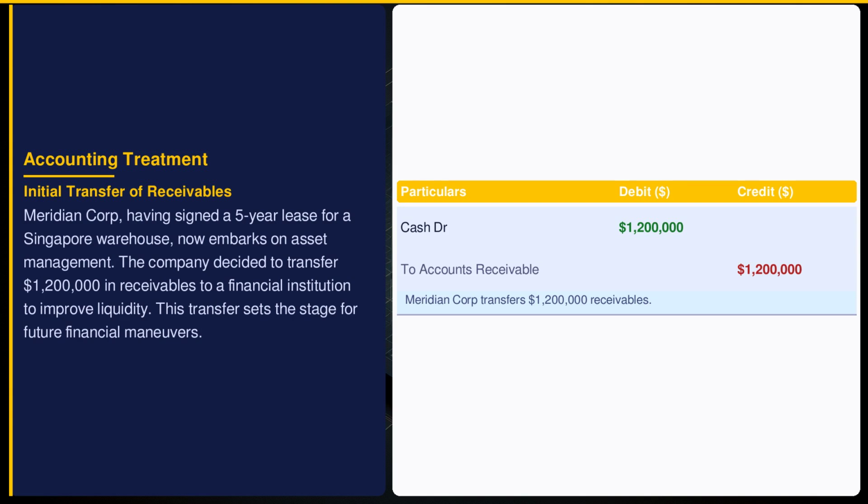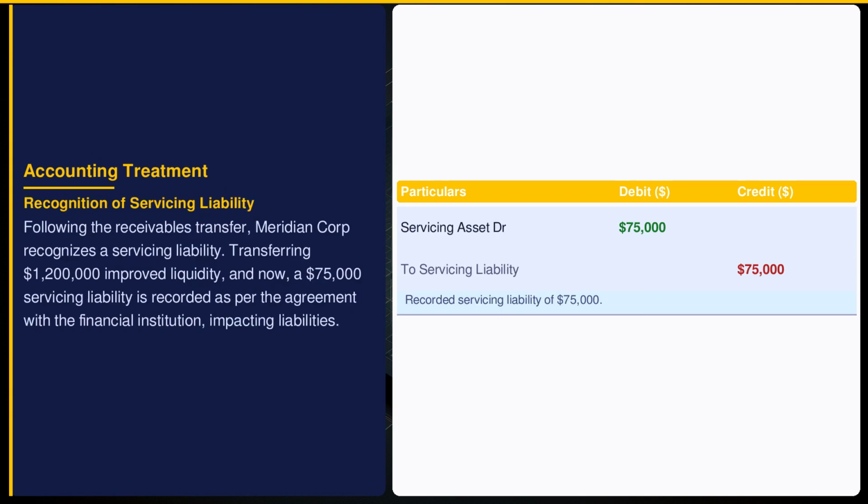ASC 860 requires recognizing a servicing liability when transferring receivables if the transferor continues servicing the asset. Meridian Corporation records a $75,000 servicing liability, reflecting its obligation to service the transferred receivables. The liability impacts the company's balance sheet, introducing a new obligation and demonstrating compliance with the servicing agreement.